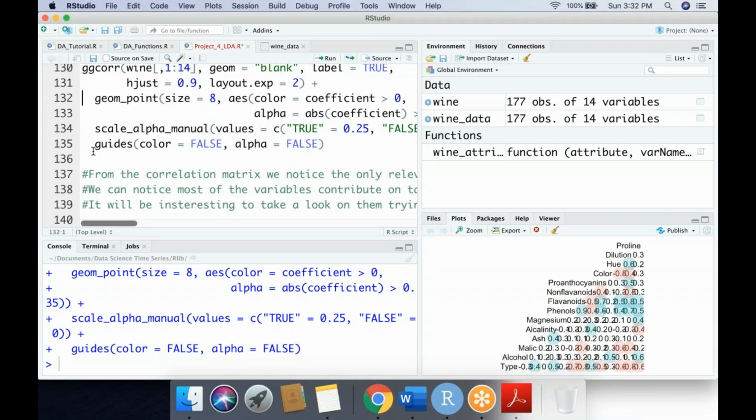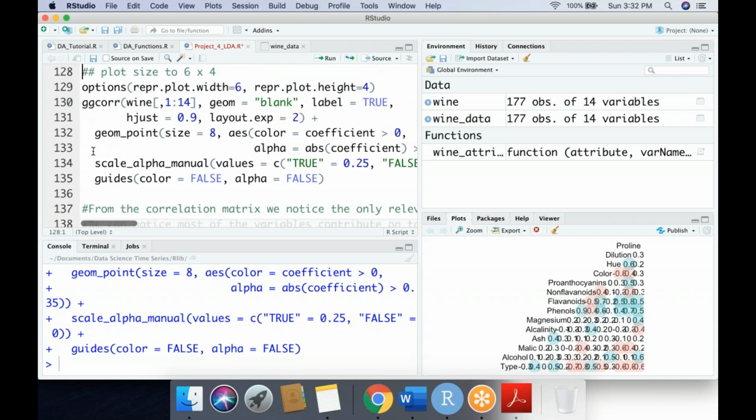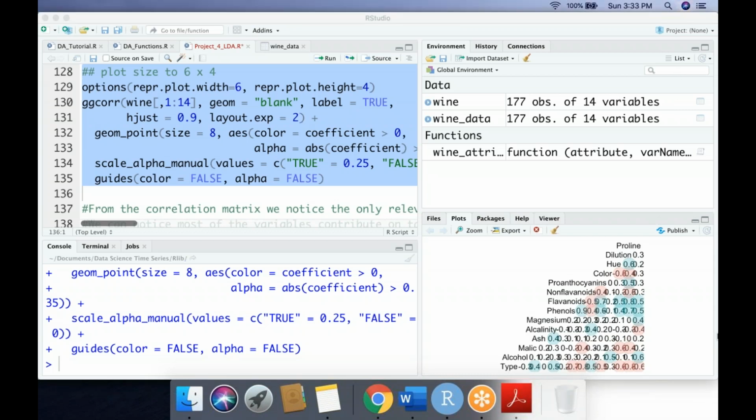Yep, got it. So you can create this correlation matrix by yourself. I've just given the code to you.